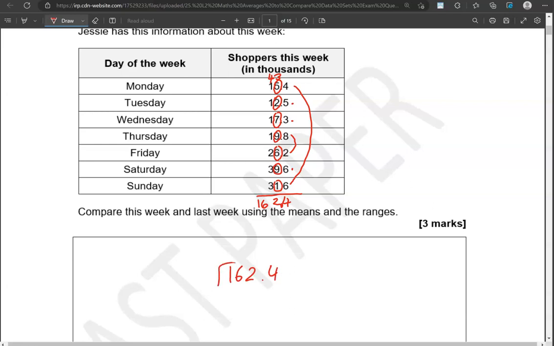So we'll do 162.4 divided by 7, because there are 7 days. How many 7s fit into 16? That is 2, and we have 2 remaining. How many 7s into 22? That is 3, and we have 1 remaining. We transfer the decimal point over. How many 7s into 14? That is exactly 2. So 23.2 is the mean.